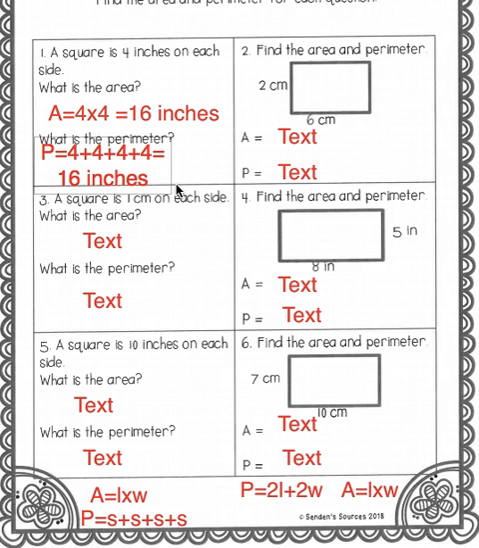All right, so let's look at number 3. A square is 1 centimeter on each side. What is the area? Again, a square has 4 equal sides, so the length and width will be the same. So 1 times 1 equals 1. So it will be 1 centimeter.